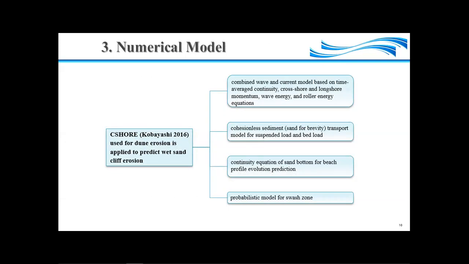And then cohesive sediment transport, suspended load and bed load. It means some sediment is suspended in the water column, and then it tends to be carried by the current, the wave-induced current. So cross-shore is the so-called undertow current, and along-shore is the longshore current. And also bed load is sediment moving around the bottom.